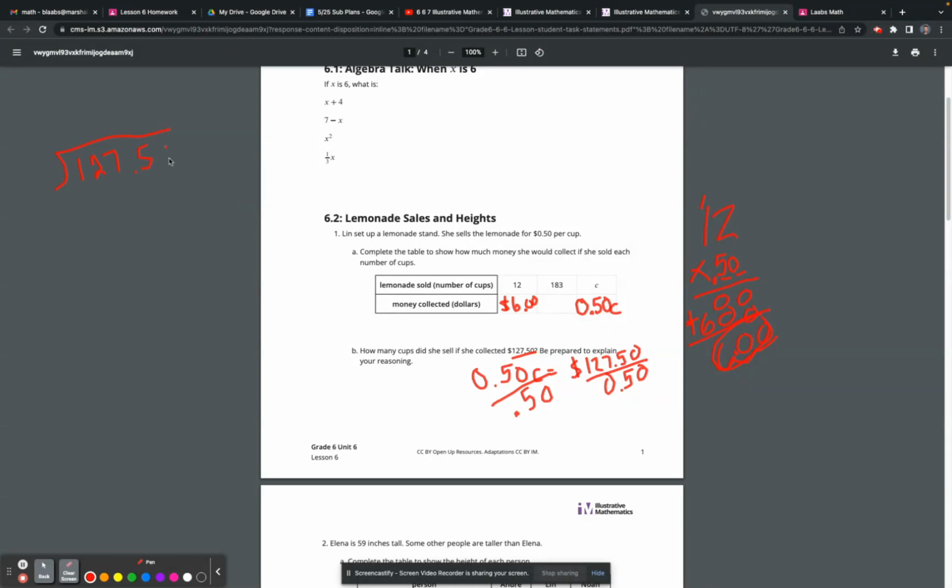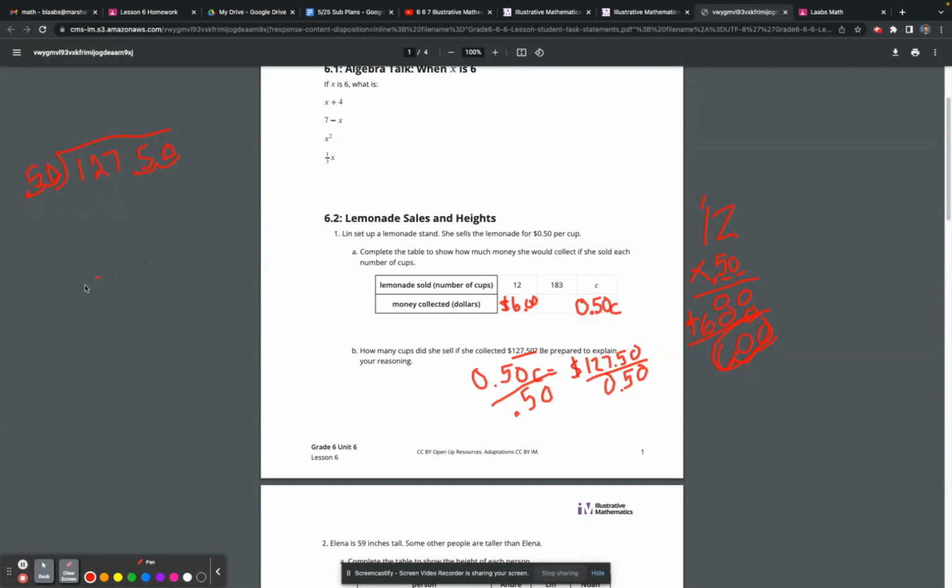127.50 divided by 50 cents. Okay, now having this decimal here in your divisor is a problem. We want to get rid of that. So I'm going to write an equivalent equation by moving the decimal to the right twice. And if I move it to the right twice in my divisor, then that means I would move it to the right twice in my dividend. So that would have to get moved over.